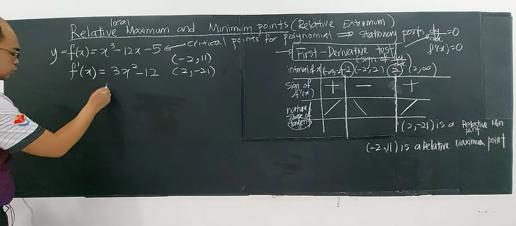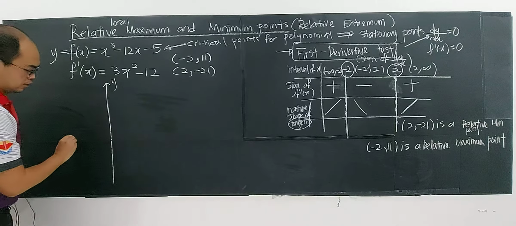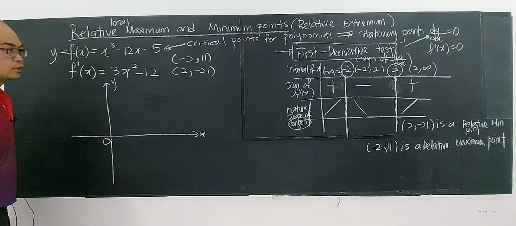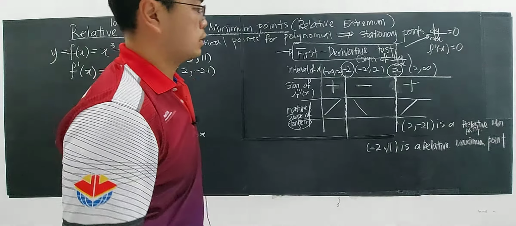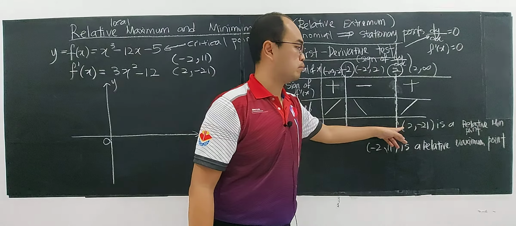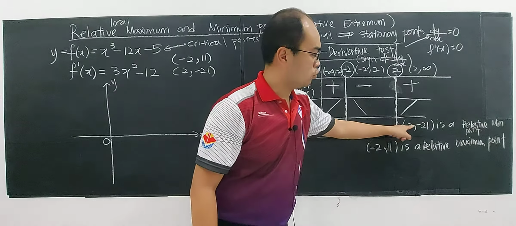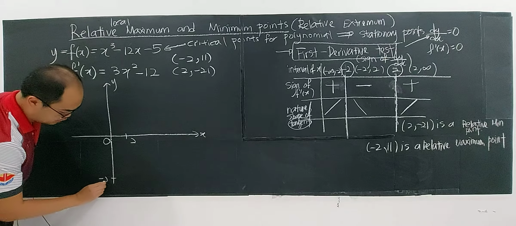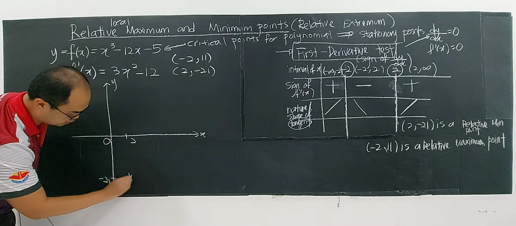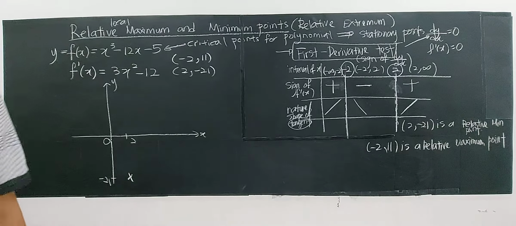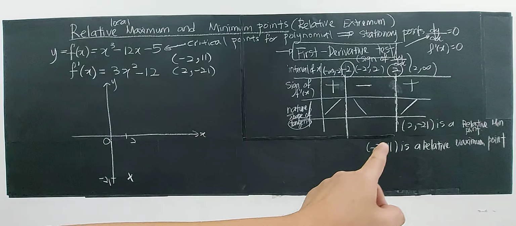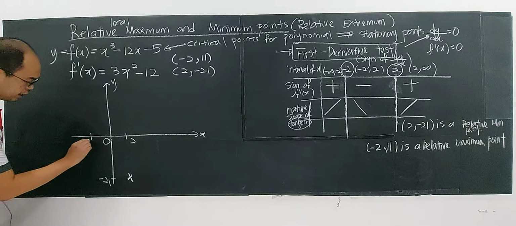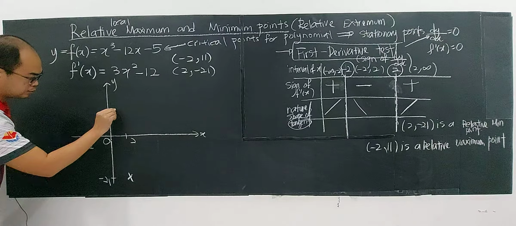Very simple. So you have the graph of a cubic. This is the most proper way of sketching a cubic curve. First we look at this case here. We have two relative maximum and minimum points, right? One is (2, -21). Roughly we just know (2, -21) is here. And followed by (-2, 11), somewhere around here.